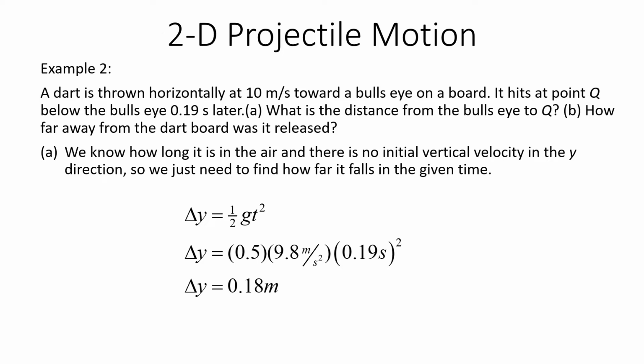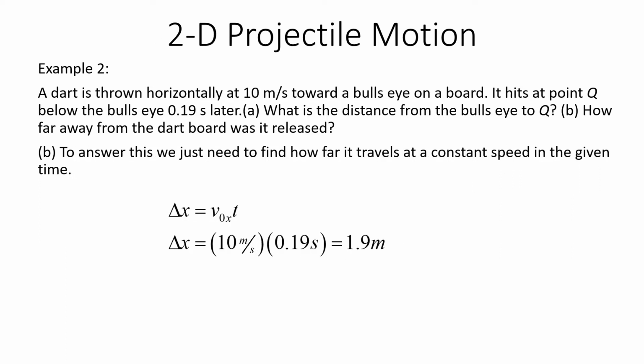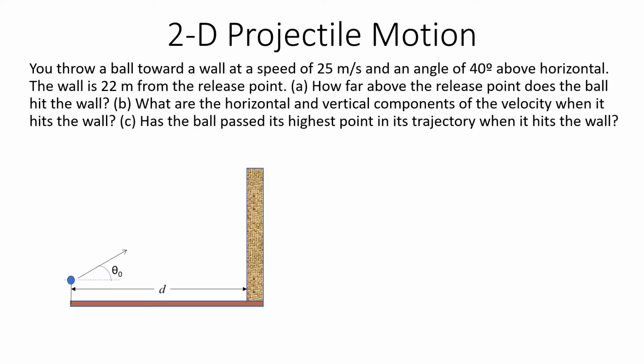All right, so how far away was it? Well, we know the velocity is 10 meters per second, and we know it takes 0.19 seconds, so we just take velocity times time to get the horizontal distance. The horizontal distance is just velocity times time, so 10 meters per second times the 0.19 seconds, 1.9 meters.